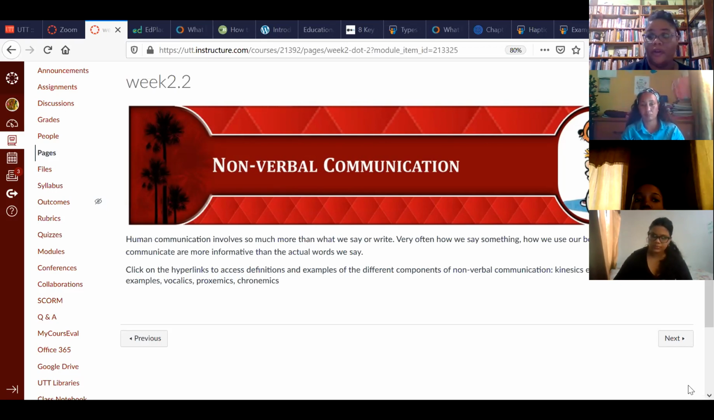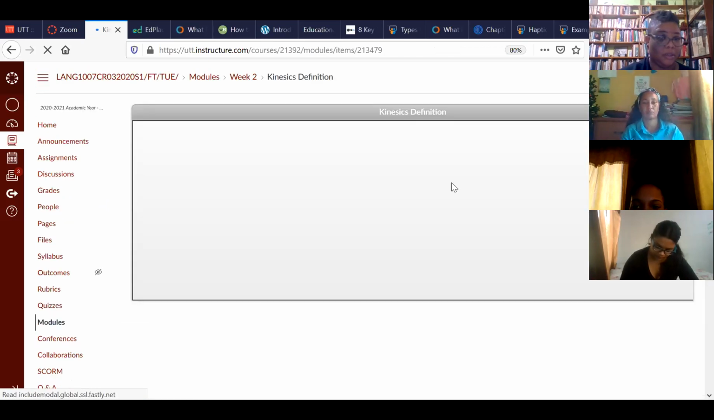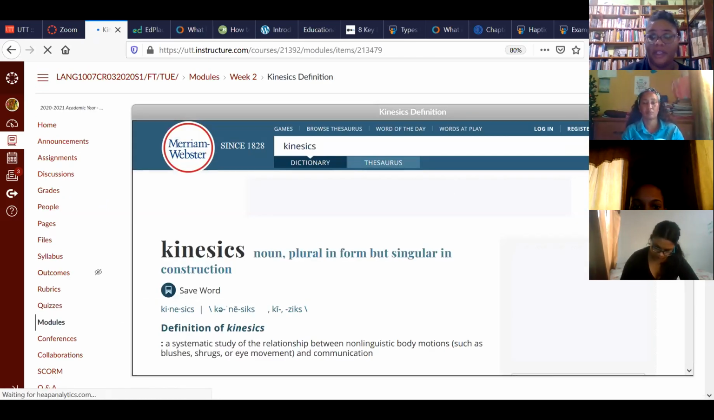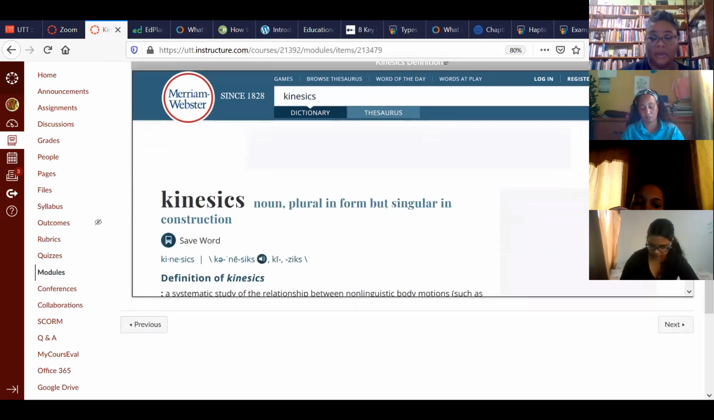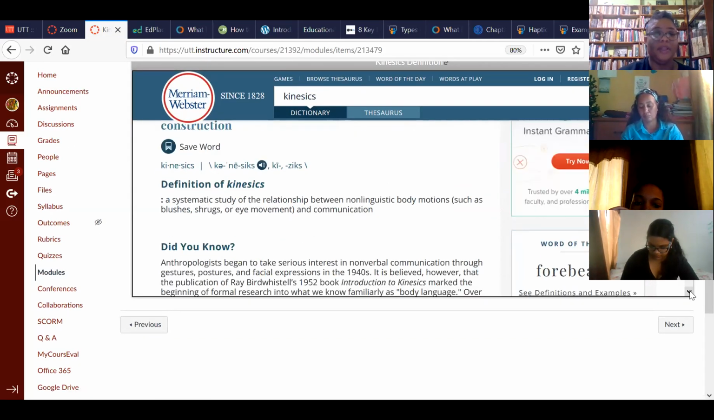Right. The first one is a definition of kinesics. Basically, that is all body motions, actual body language, and how it affects our communication, right? This is the Webster Dictionary version or explanation of what kinesics is. It's a fancy word for body language.